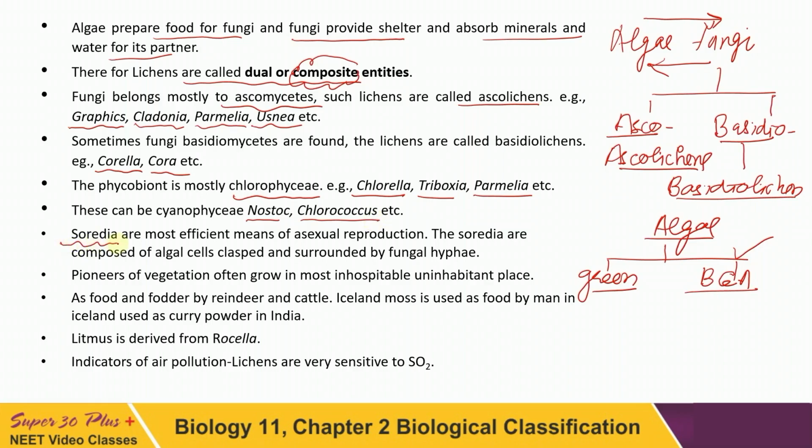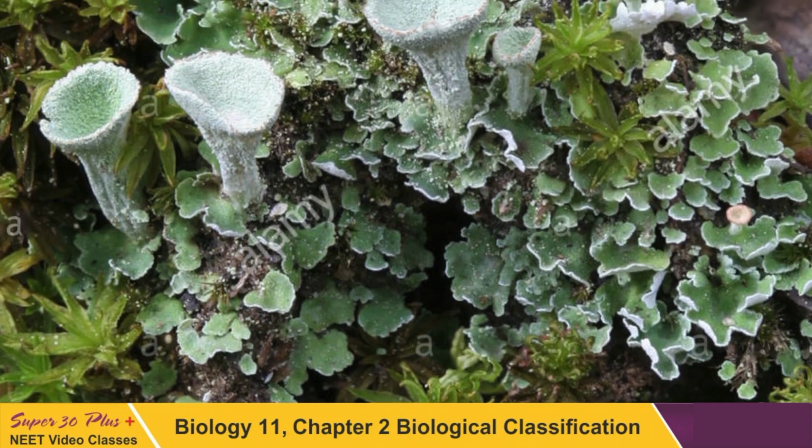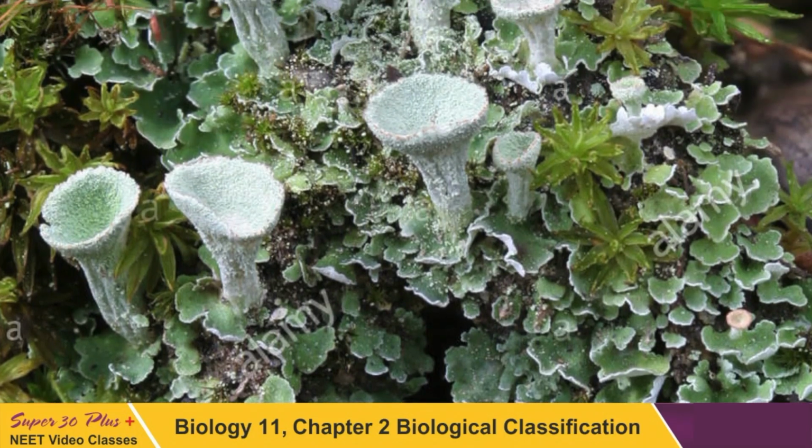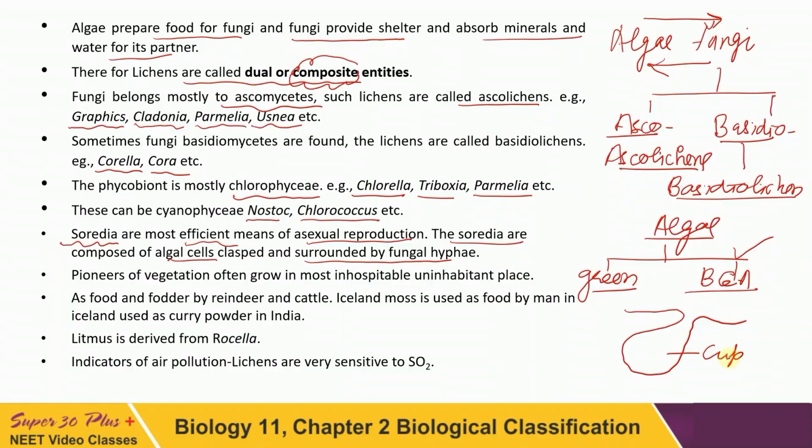Now the method of asexual reproduction. Soredia is a very important term. This is the most efficient method of asexual reproduction. Soredia are composed of algal cells, and these are surrounded by a few fungal hyphae. You see here, on this surface of the lichen, this soredial cup is formed, and in this soredial cup so many soredia are formed.